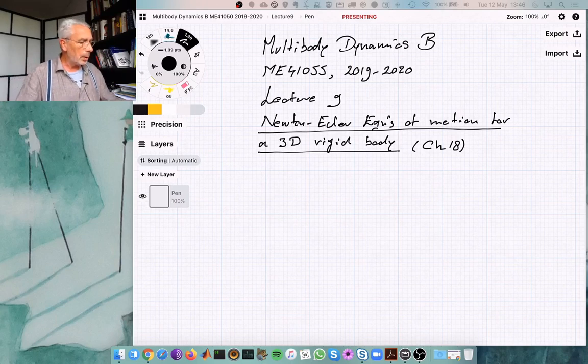Okay, welcome class. Welcome to the continuation of the course on Multibody Dynamics B. We're now at lecture number 9, and the topic of today is the Newton-Euler equation of motion for a rigid body in space. In the first part of the lectures we demonstrated all our methods in two-dimensional examples. However, now we want to make one step further. We want to go out into space, into the third dimension.